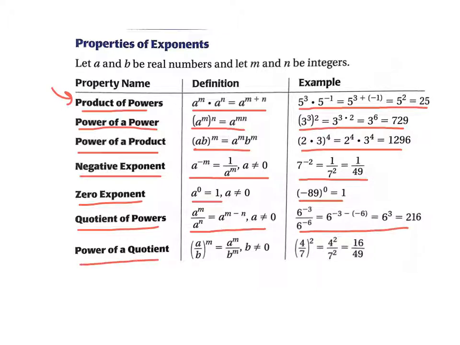The power of a quotient, if you have a fraction raised to a power, you have to raise the numerator to the power and the denominator to the power. And you can see the example right there. 4/7 squared, same thing as 4 squared over 7 squared. Raise both to the power.